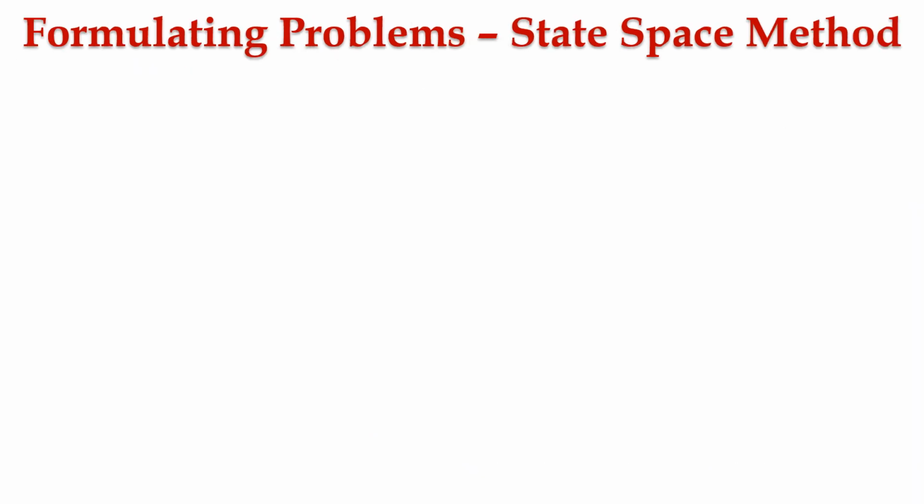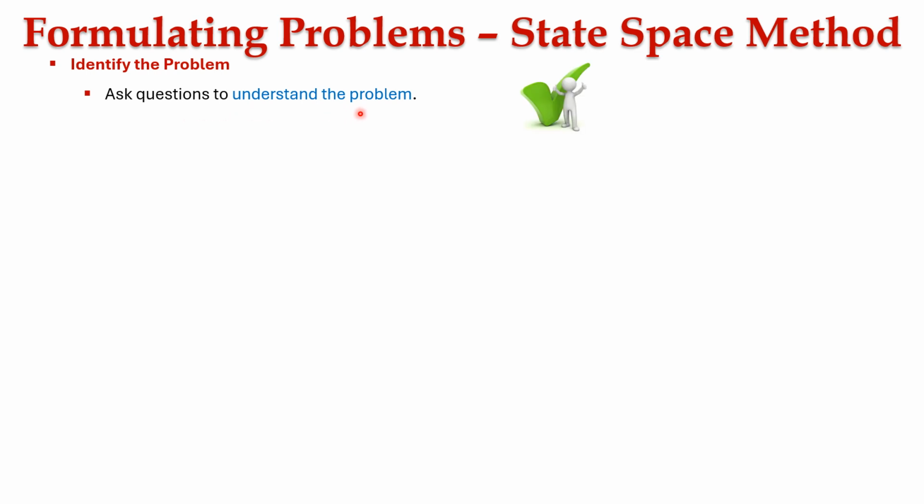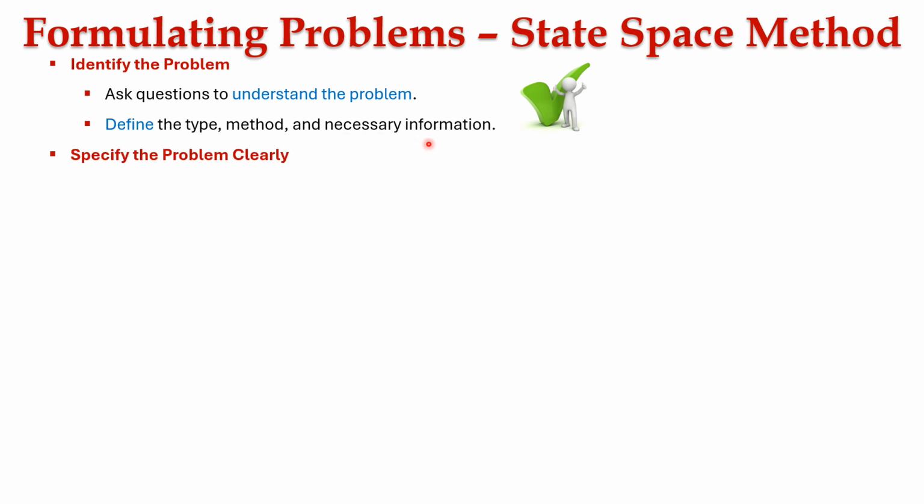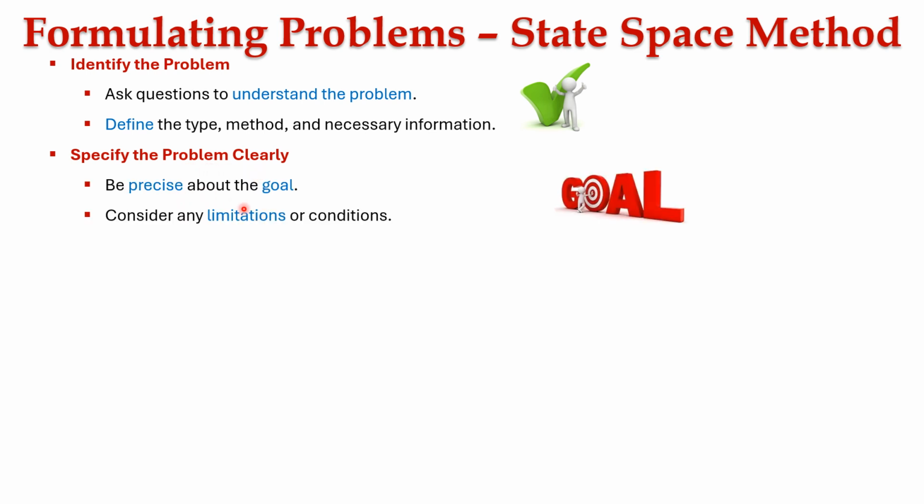Let's learn about formulating a problem using the state space method. The first step is to identify the problem. Here we need to ask questions in order to understand the problem. Next, we need to define the type, method, and the necessary information for solving the problem. The second step is to specify the problem clearly. Here we should be precise about the goal by considering the limitations and criteria which are required to solve the problem.